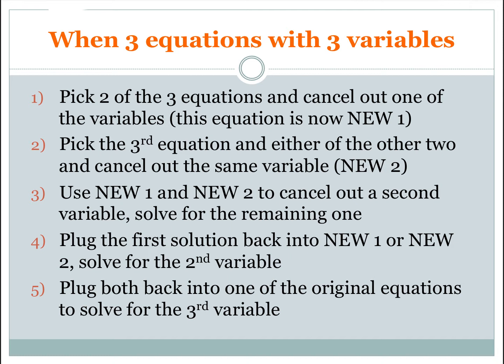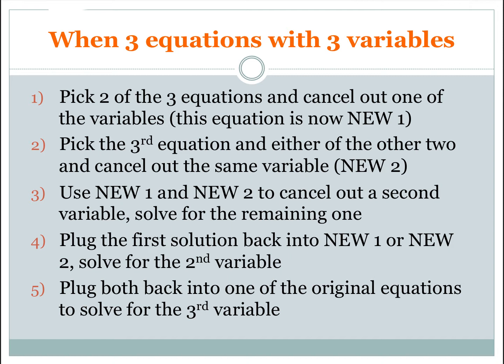Then you'll do the last equation that you haven't worked with from the originals with one of the ones you already have and eliminate the same variable. Once you eliminate that variable, you'll be left with your new number 2 equation. You take the 2 new equations and you solve for one of those variables. So you're going to cancel out one of the other ones and solve for the one that's left.